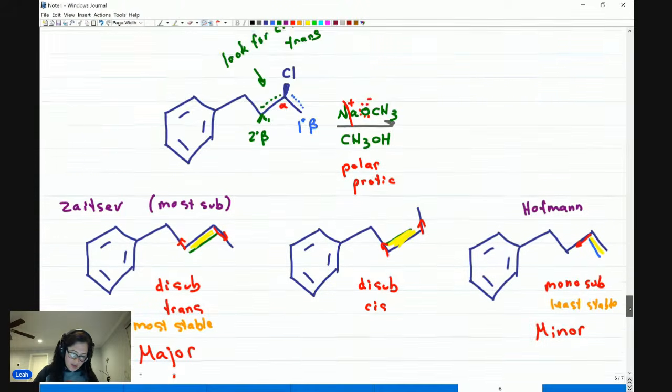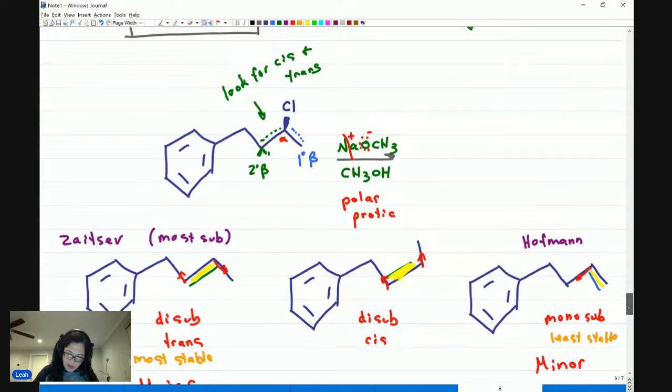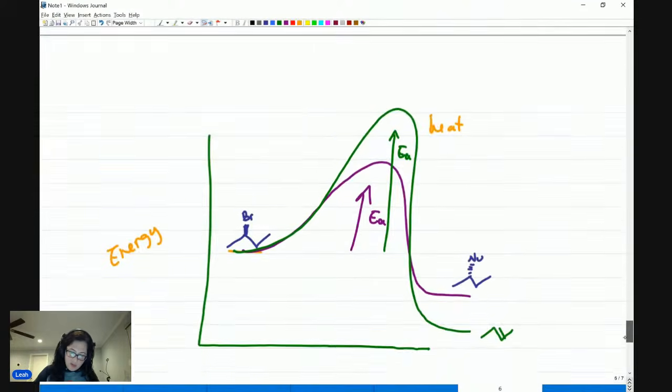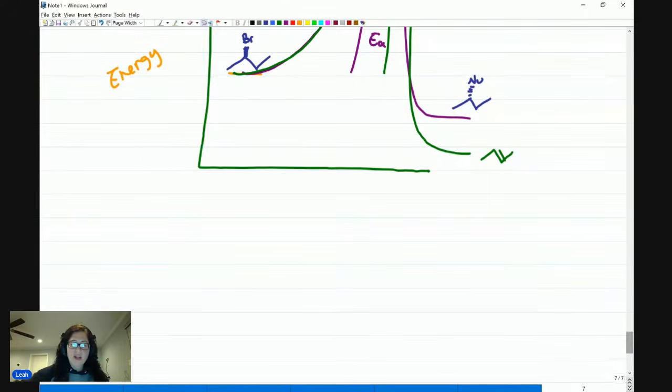All right, so let's continue. We talked shortcuts, we talked Zaitsev. Let's do an E2 summary because I got a little sidetracked and I want to make sure we wrap it up before we continue.